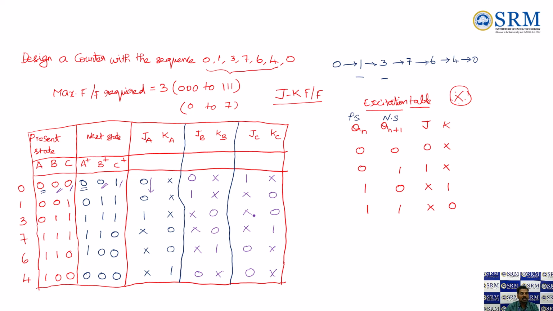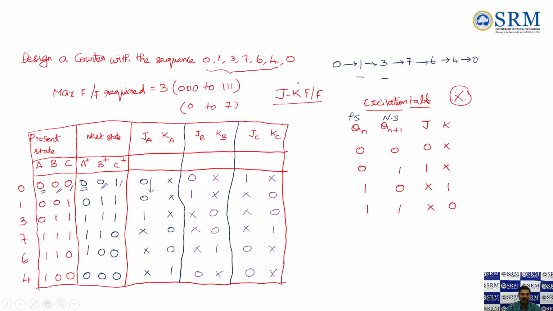Okay. So for the first step, we are going to analyze how many flip-flops are required. The given maximum value is 7. In order to represent this 7 in binary, it is 111. So we can use a maximum of 3 flip-flops. Hence, I'm using 3 flip-flops here. That is, it can vary from 000 to all ones.